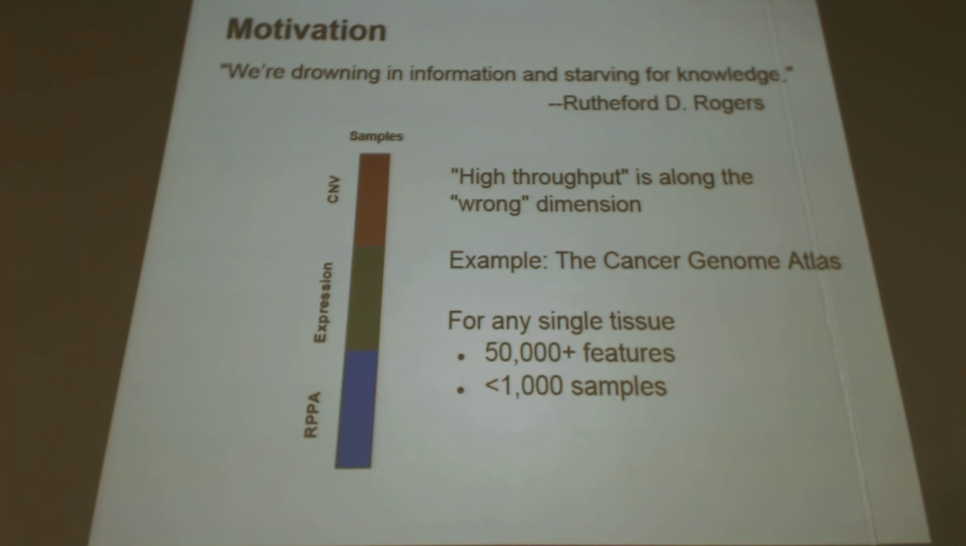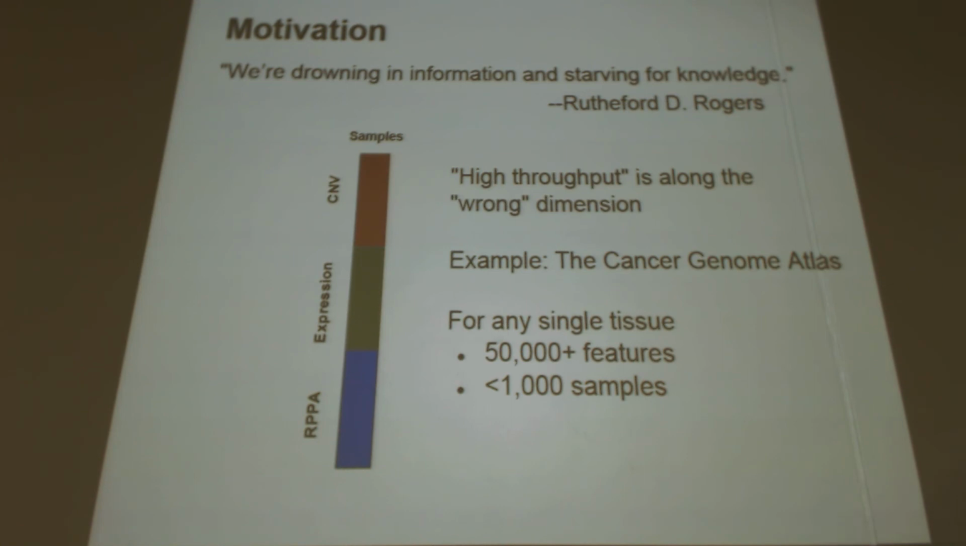the Cancer Genome Atlas. This is a multi-institutional collaboration that tries to map out the cancer genome. Typically the way they do it is they focus on one tissue at a time. So we can, for example, think about breast cancer. In the case of breast cancer, they have 800 some samples. And for every sample, they've collected information at the DNA level. CNV stands for copy number variation, how many copies of each gene there are at the DNA level.